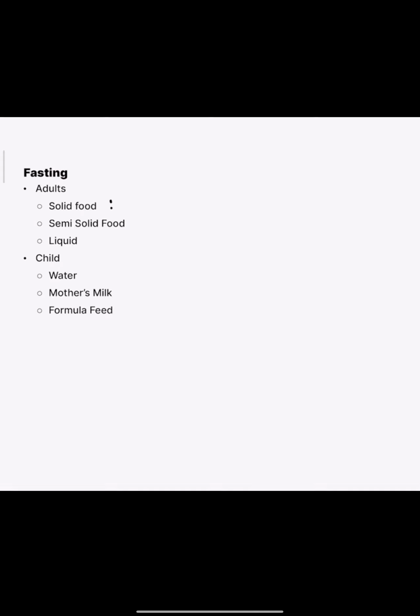So guys, remember the fasting guidelines in adults. In adults, how many hours of fasting? If he's on solid food, 8 hours of fasting. Semi-solid food, 6 hours of fasting. Liquids, like juices without pulp and all, whether it is adult or child, 2 hours of fasting. But if the child is on mother's milk, guys, remember, we are talking about a child now: if on water, 2 hours of fasting. If on mother's milk, 4 hours of fasting. If on formula feed, 6 hours of fasting.